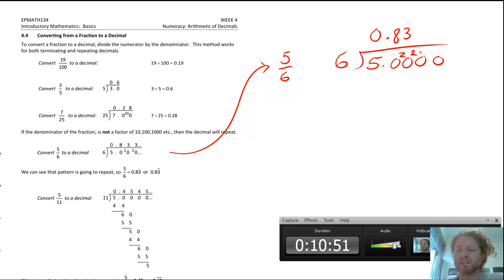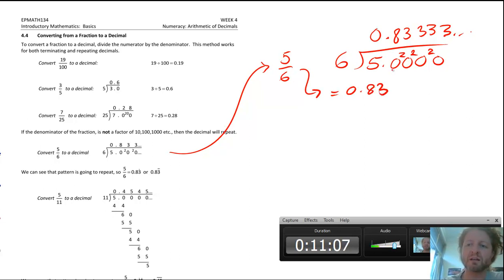And now as soon as I ask myself the same question, I know I'm in some sort of repeating pattern. How many 6s out of a 20? There's 3 with 2 remainder. I'm just going to keep writing 3s and writing down 2s as remainders. So that's going to keep going on. So I can say that 5/6 is equal to 0.83 with a dot over the 3. Now I don't write down a few 3s and then put a dot. You put a dot on the first time something repeats. You write it in its simplest, most concise form.